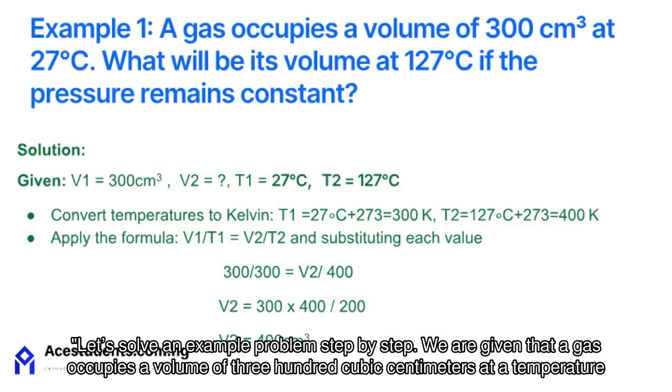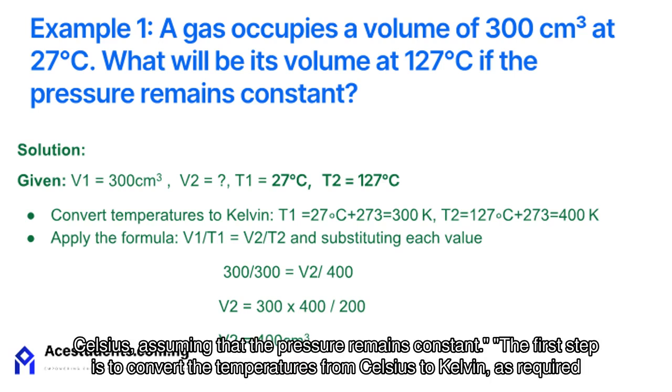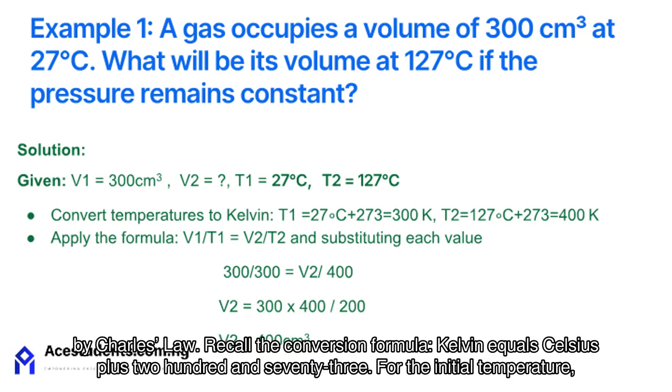We are given that a gas occupies a volume of 300 cubic centimeters at a temperature of 27 degrees Celsius. We are tasked to find the volume of the gas at a temperature of 127 degrees Celsius. Assuming that the pressure remains constant, the first step is to convert the temperatures from Celsius to Kelvin, as required by Charles's Law. Recall the conversion formula. Kelvin equals Celsius plus 273.